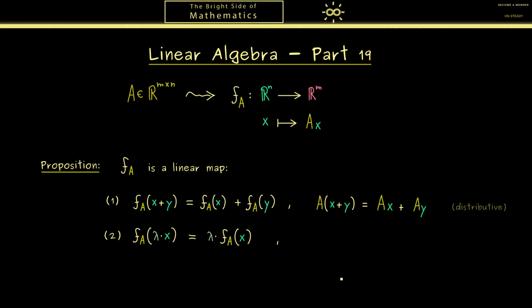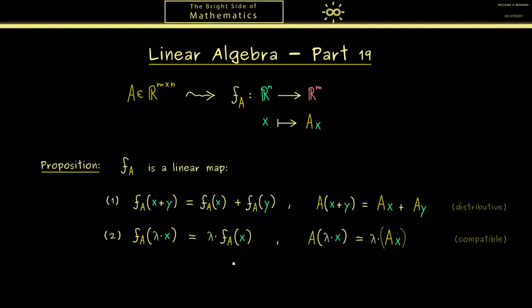And indeed, a similar thing we can do with the homogeneous part here. So there we see, the left-hand side is just A multiplied with the vector lambda times x. And then the right-hand side just scales the vector A times x. Also this here you should now recognize as a property of the matrix product. In particular, this is a law that says that the matrix multiplication is compatible with the scalar multiplication. Hence, by knowing this, we now know that the map F_A is indeed a linear map.